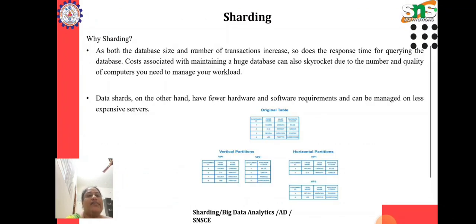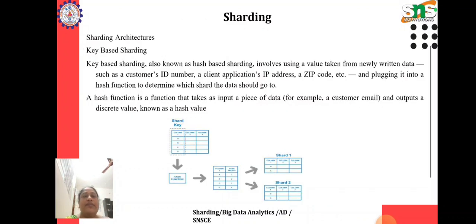So why sharding? As both the database size and number of transactions increase, so does the response time for querying the database. The costs associated with maintaining a huge database can also skyrocket due to the number and quality of computers we need to manage the workload. Data shards, on the other hand, have fewer hardware and software requirements and can be managed on less expensive servers, that is, commodity hardware. Before looking into the architectures, let's see the disadvantages. Disadvantages include the query overhead, complexity of administration, and increased infrastructure cost.